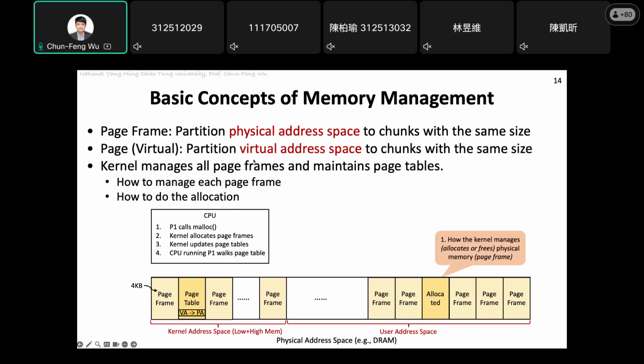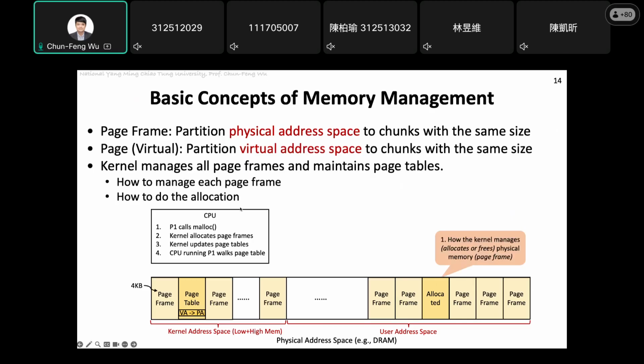So the kernel manages all page frames and maintains the page table. There are several things we need to know. First, how to manage each page frame, and second, how to do the allocation. What I mean by how to manage each page frame is, in Linux, what data structure does Linux have to manage those page frames? What is the data structure and what kind of information will be inside that data structure?